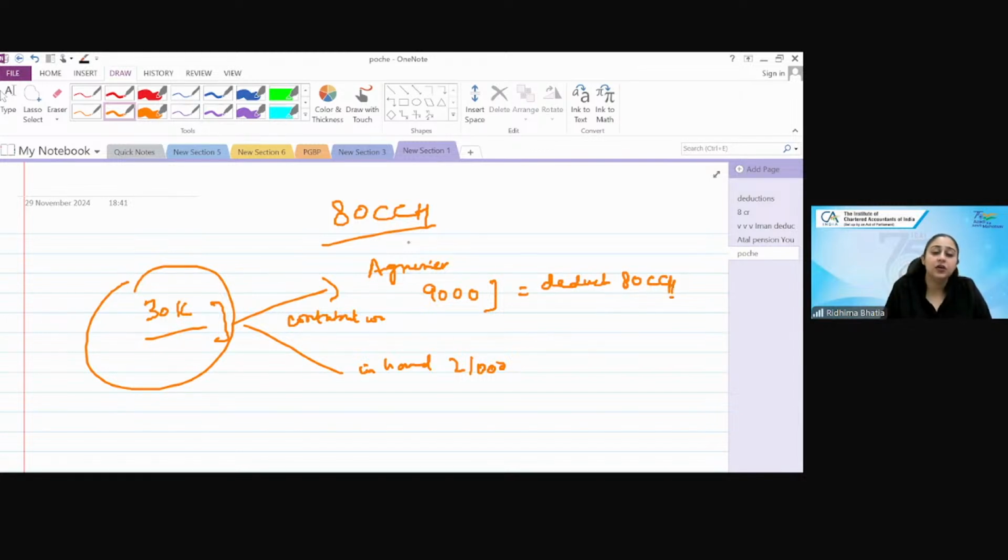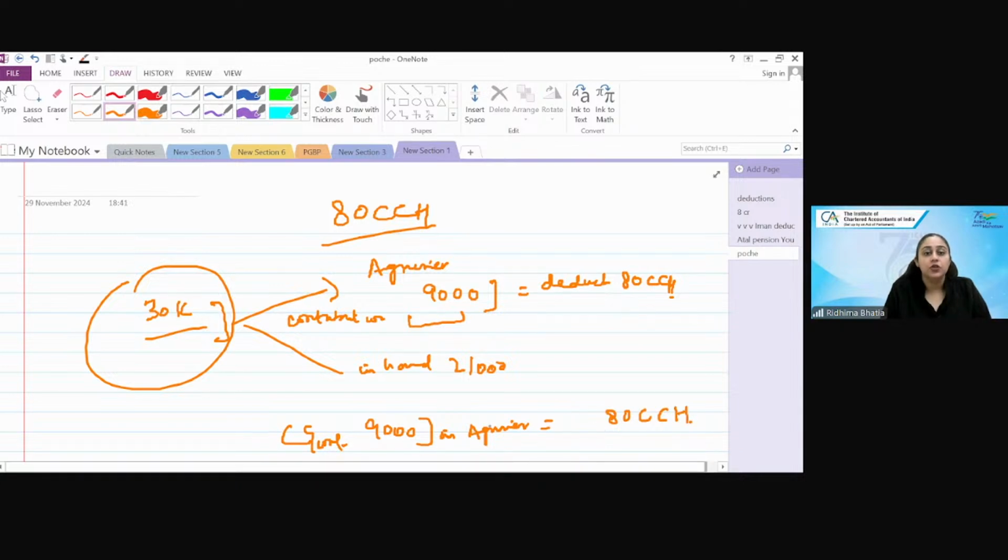और साथ साथ गवर्नमेंट क्या करेगी, government will also make a matching monthly contribution of 9,000, Central Government contribution in the name of the Agniveer, and this will go as a deduction under 80CCH again. So this contribution which the government is making would first be part of your salary again, but at the same time would be allowed as deduction.